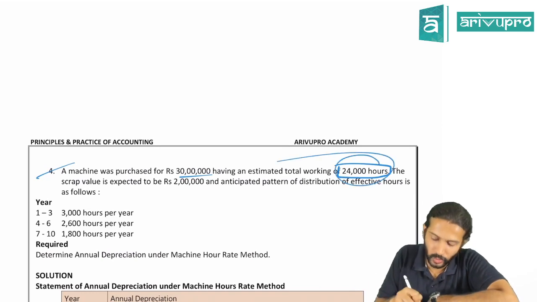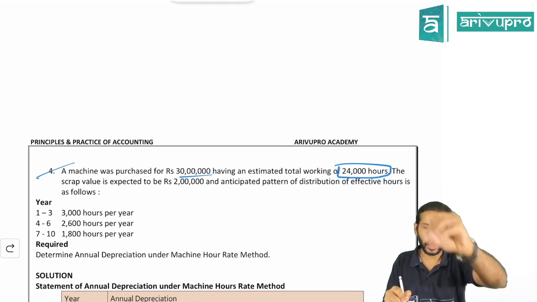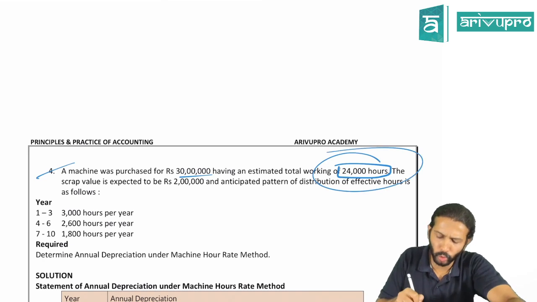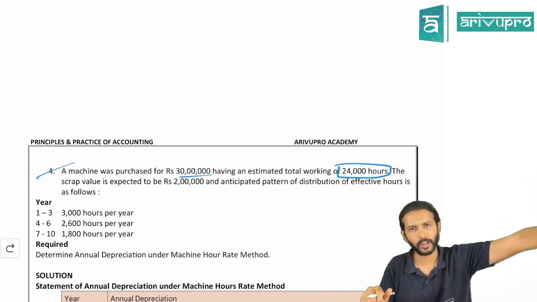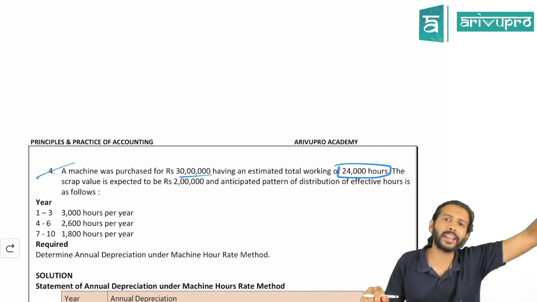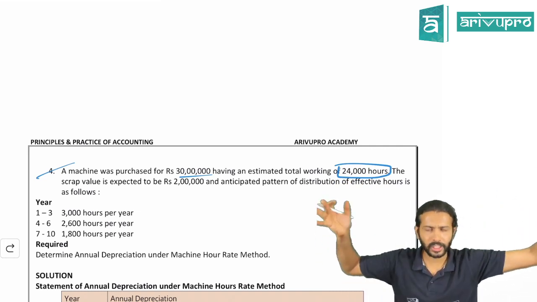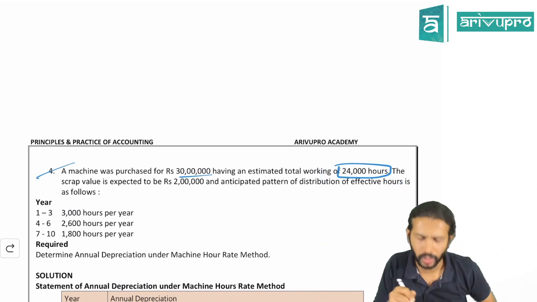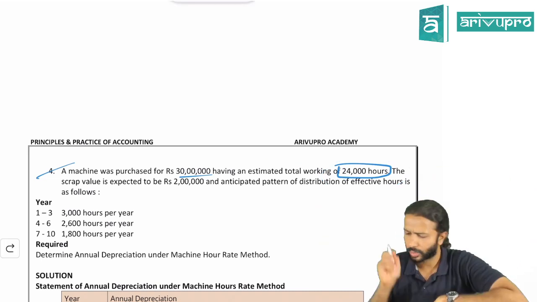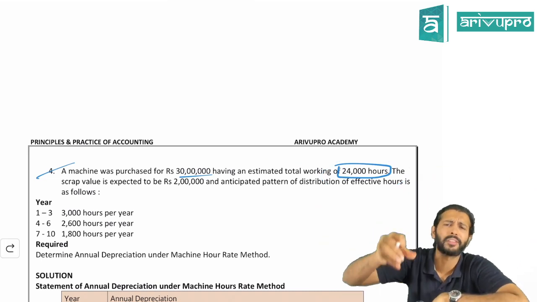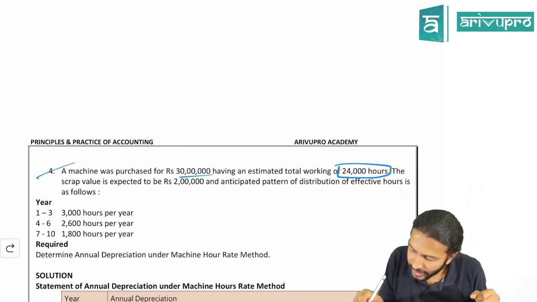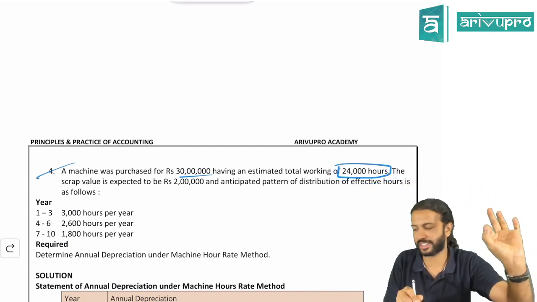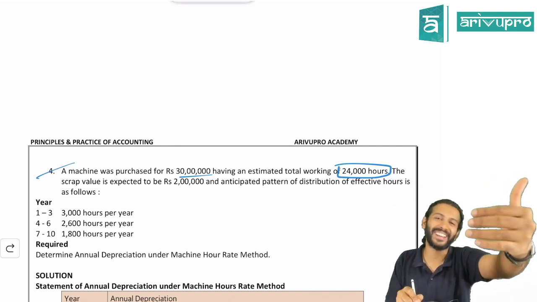What is this 24,000 hours? The company feels they're going to use this machinery for a total of 24,000 hours in totality, from the day they buy it till the day they sell or scrap it. Useful life they have given in hours. Normally you get useful life in years, but here the useful life is given in hours instead of years.